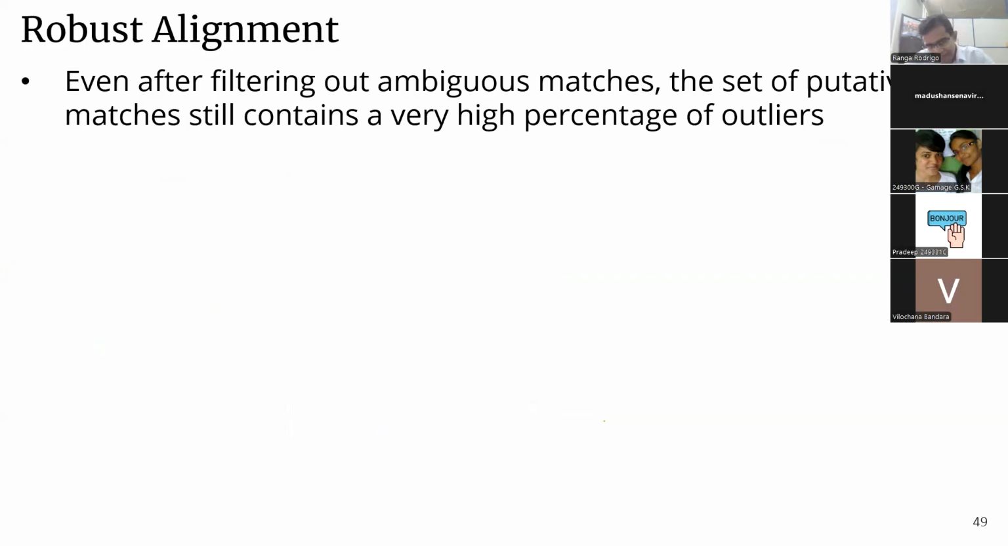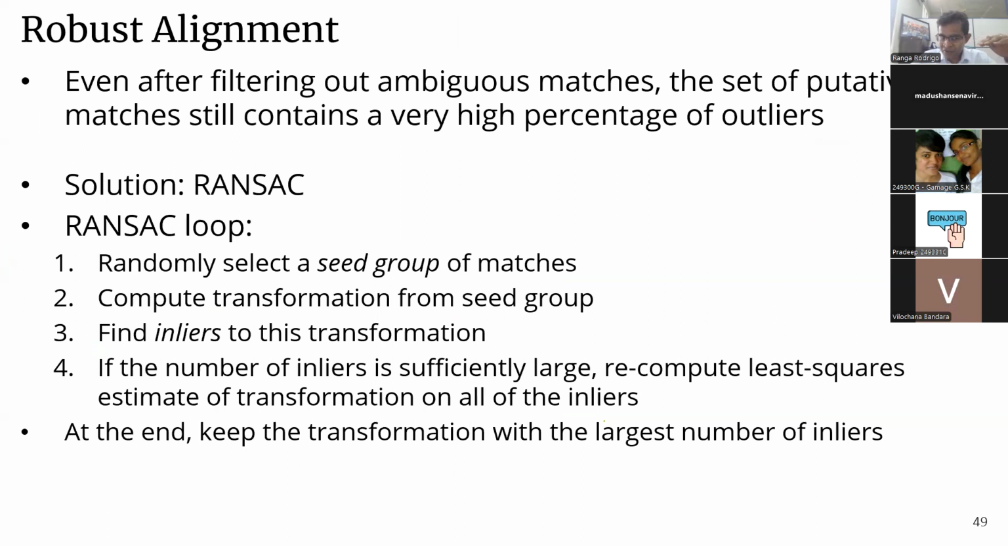Okay, so even after aligning in this fashion, there are outliers. To get rid of outliers, we have to do RANSAC. The solution is RANSAC. So what is the RANSAC loop? Randomly select the seed group. Seed group means, to do an affine transformation, we need 3-point matches. To do a homographic transformation, we need 4-point matches. So randomly pick 4-point matches.